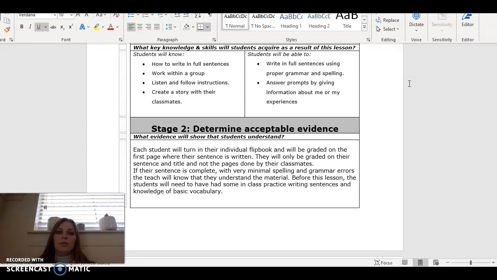The students will also be able to write in full sentences using proper grammar and spelling. For me, as I learned a second language, I could write in full sentences decently as long as I started memorizing those ways to answer back depending on the question. But spelling is always difficult. It does just have to be memorized, finding ways to remember.